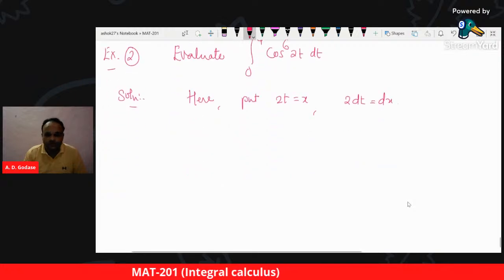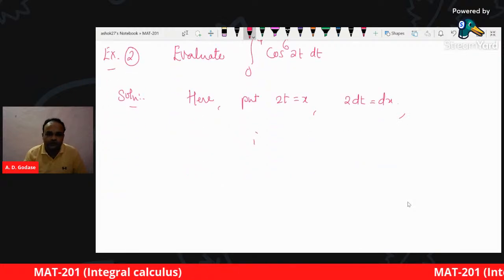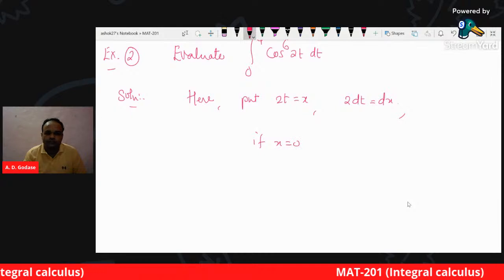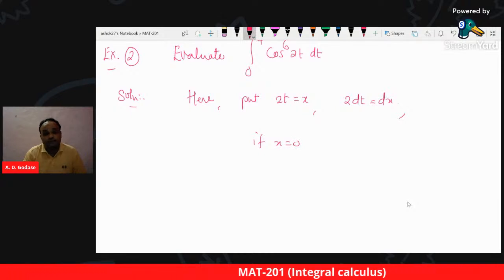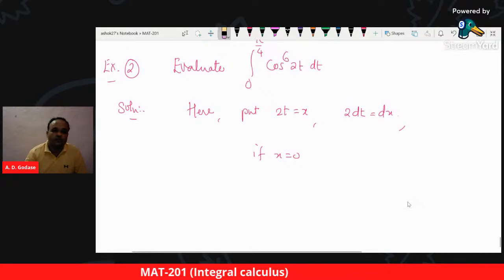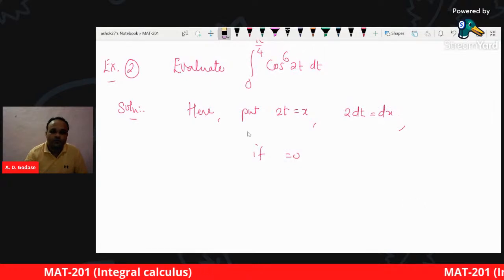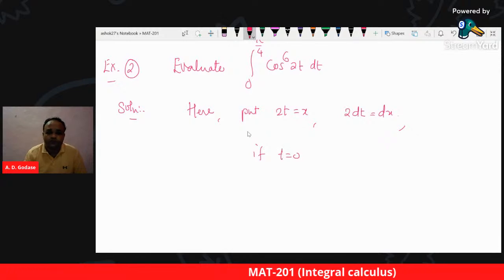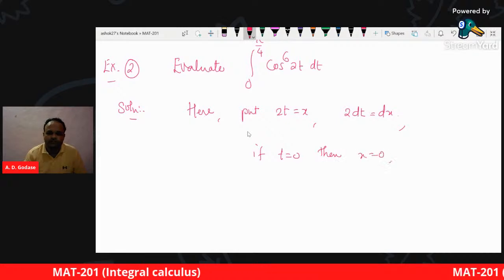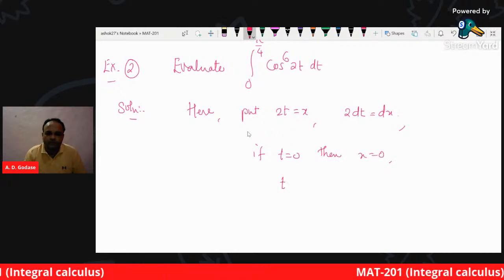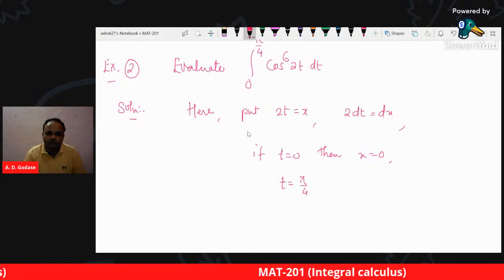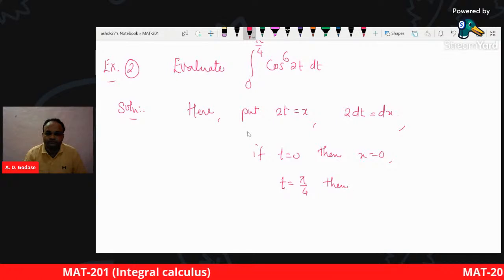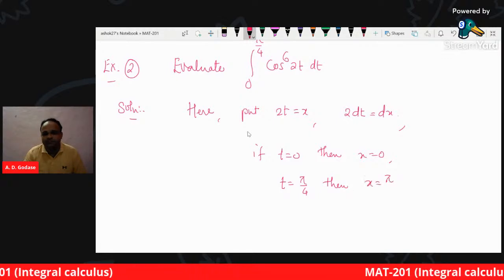If t equal to 0, what is the value of x? Then x will again be 0. And if t is equal to pi by 4, then what is x? In that case, x will be pi by 2.